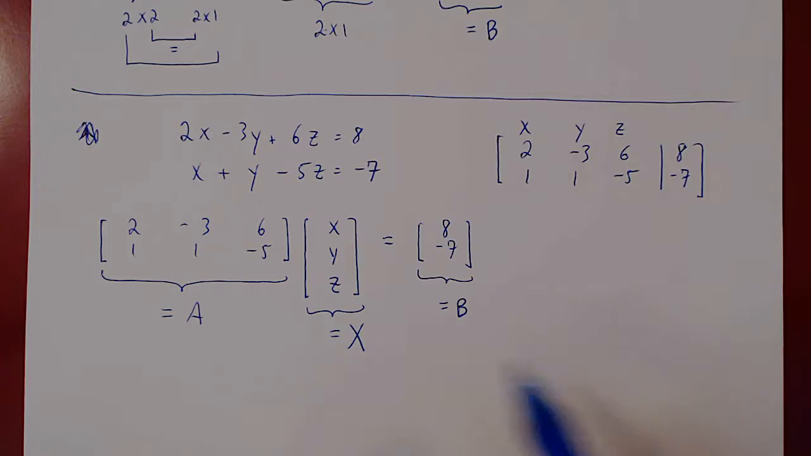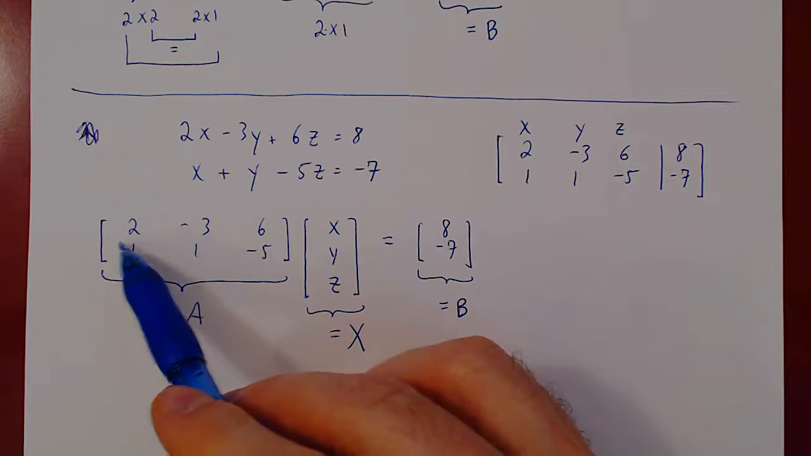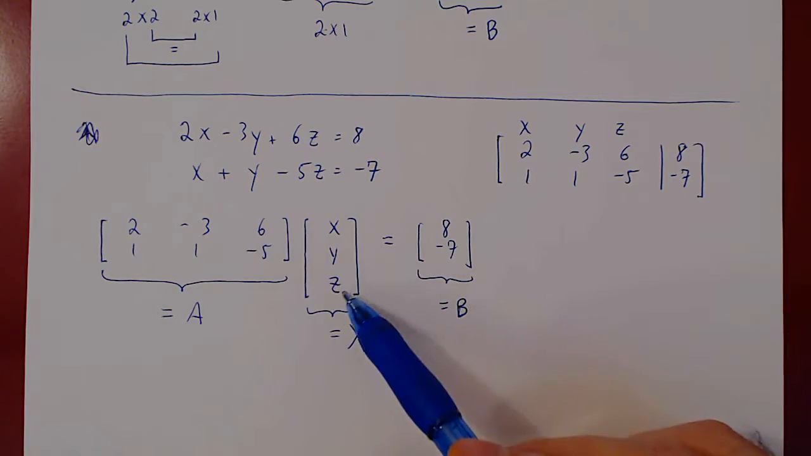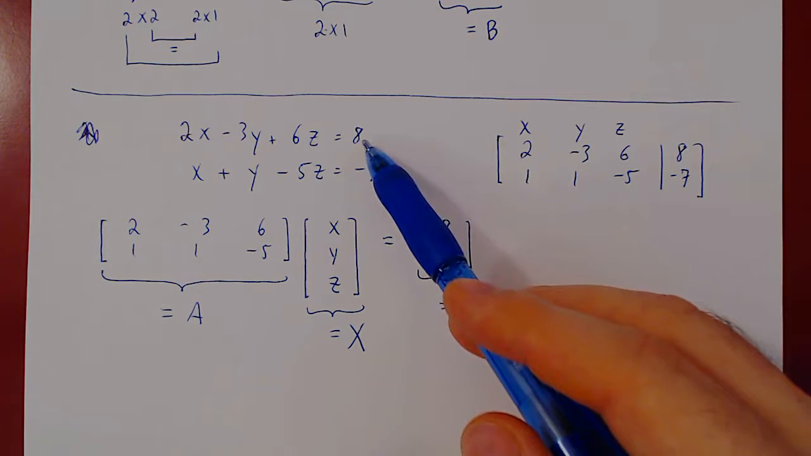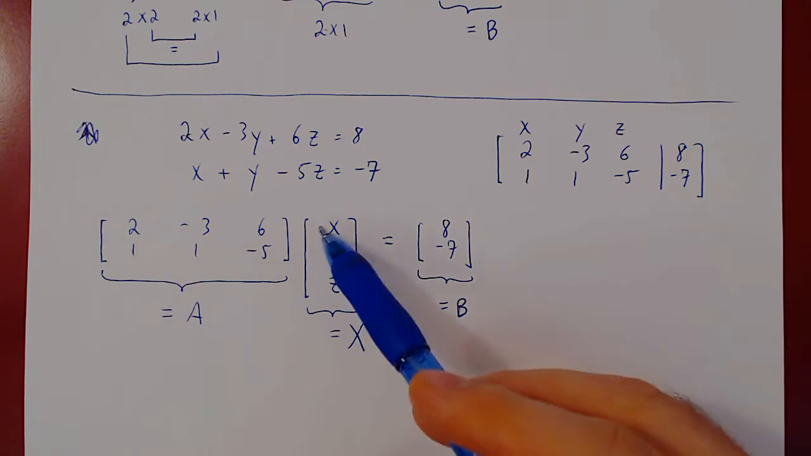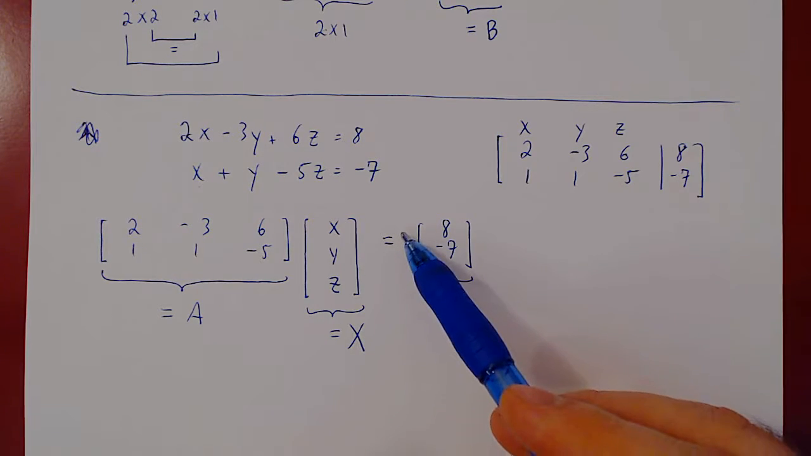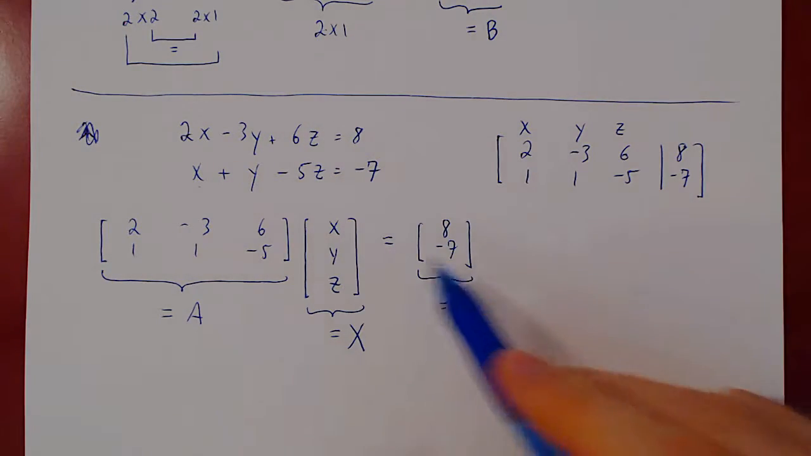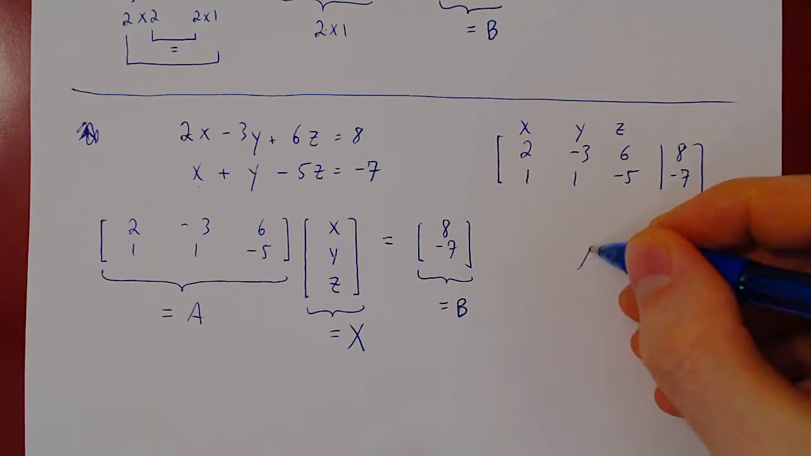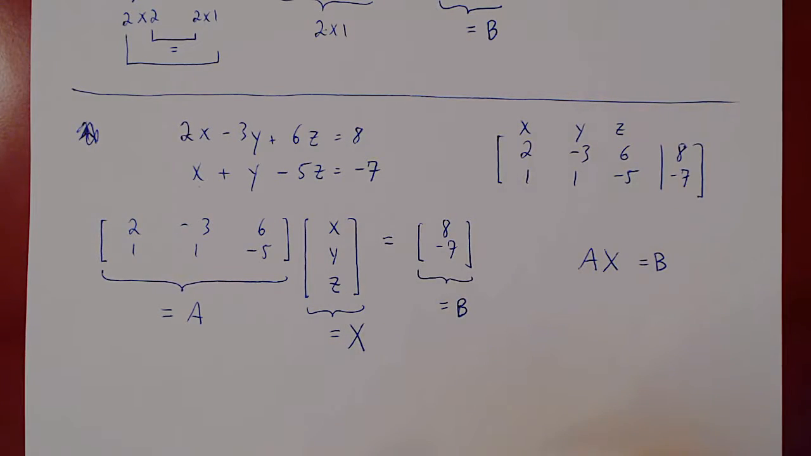And you can easily check again that this equality is equivalent to the linear system. Multiply the first row with the column, you get 2x minus 3y plus 6z, which must equal the corresponding entry, which is 8, check. Second entry, x plus y minus 5z, check, must equal the corresponding entry, negative 7, check. And so our conclusion is any linear system can be put in an augmented matrix form, and also in the form of a matrix equality, AX equals B.